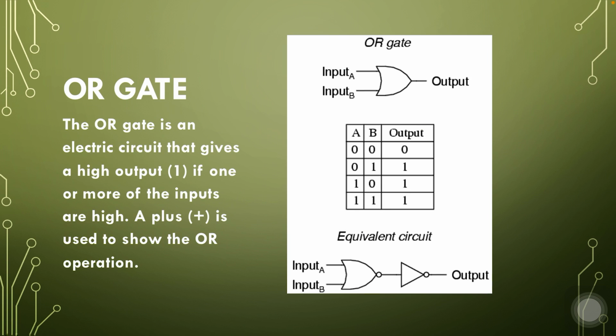OR gate. The OR gate is an electronic circuit that gives a high output if one or more of its inputs are high. A plus is used to show the OR operation. So as you can see in the illustration, we have here input A, input B, and an output. And it also has the equivalent circuit below.